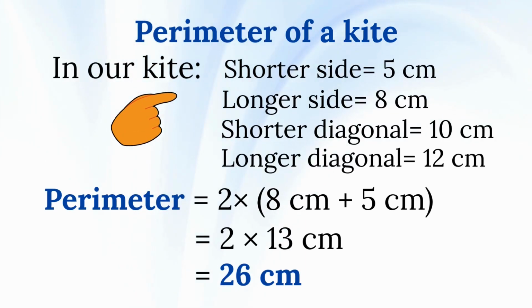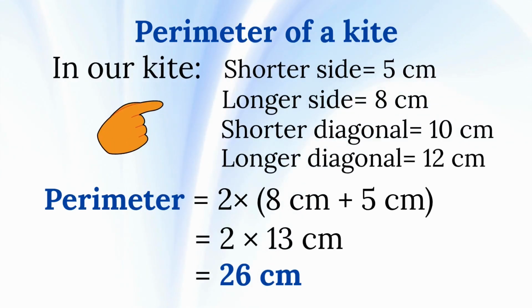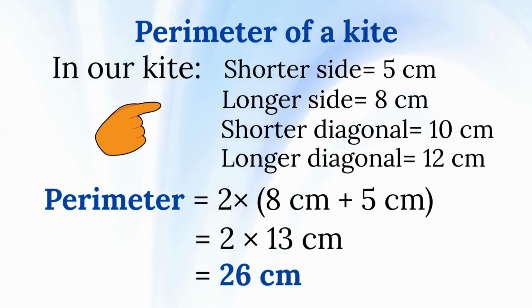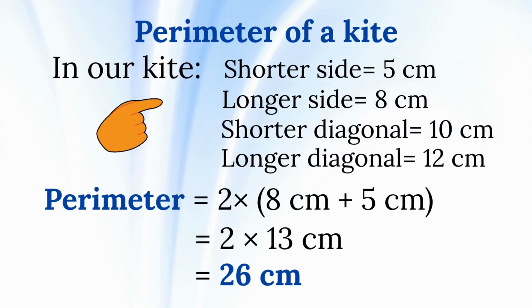First, let's find the perimeter. Perimeter is the total distance all around the shape. We add the 2 longer sides and the 2 shorter sides. 8 plus 8 is 16, and 5 plus 5 is 10. 16 plus 10 equals 26. So, the perimeter is 26 centimeters.